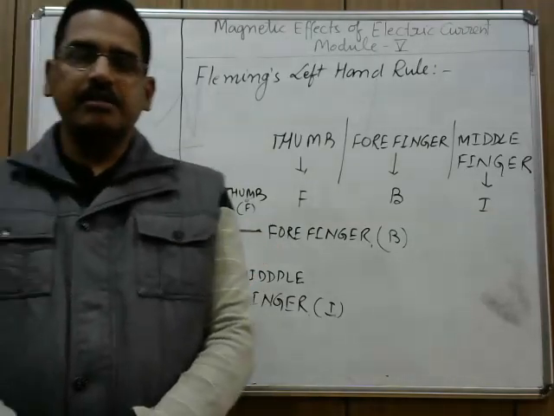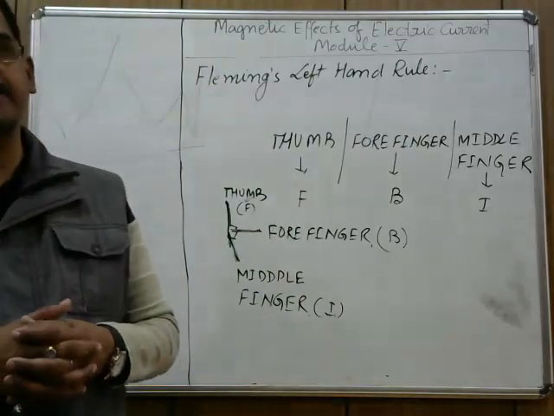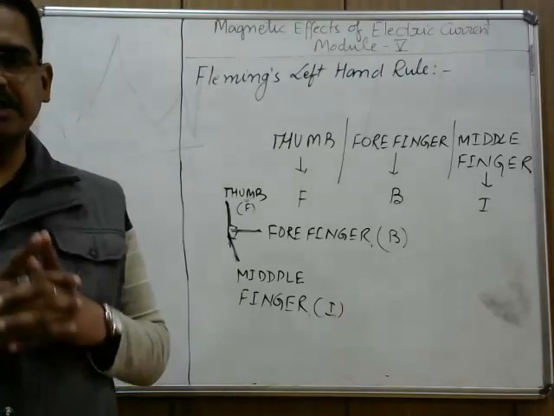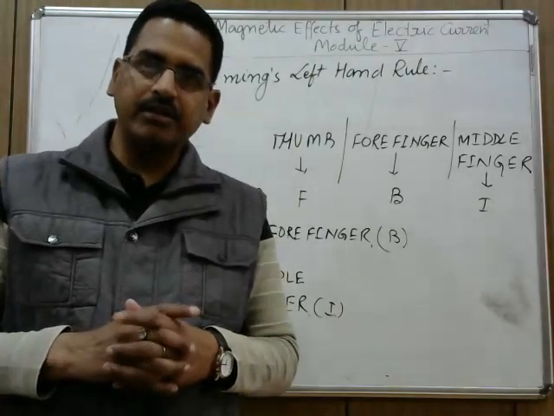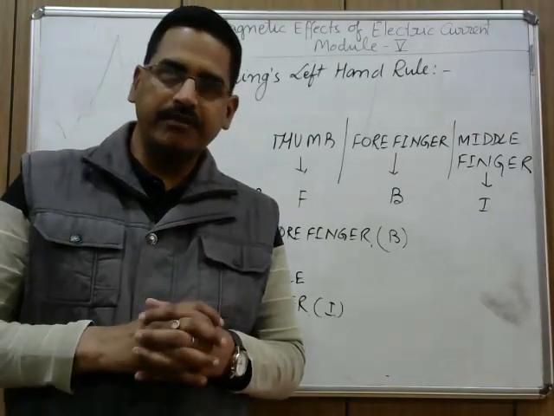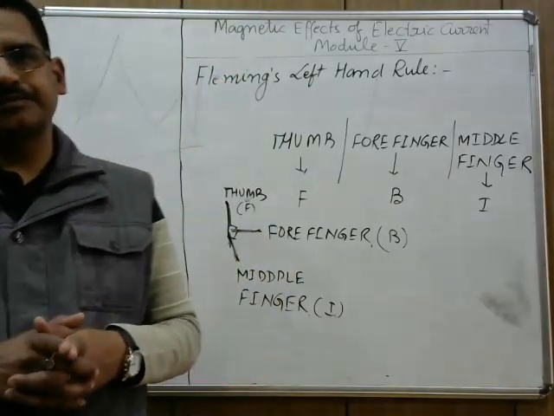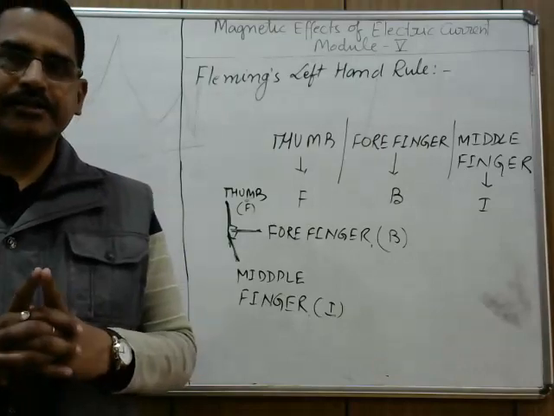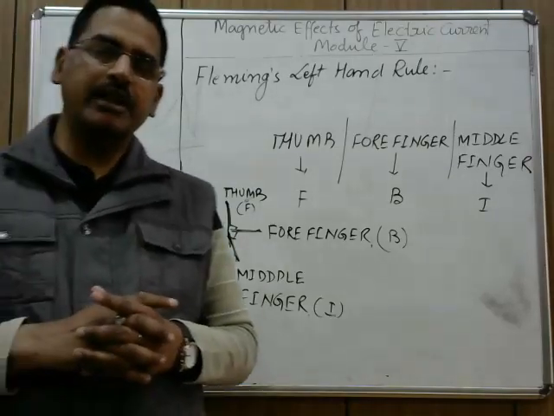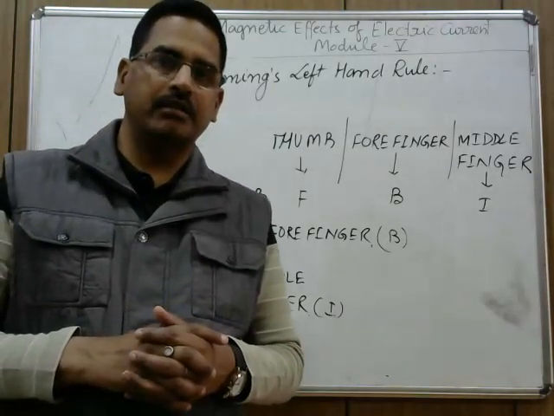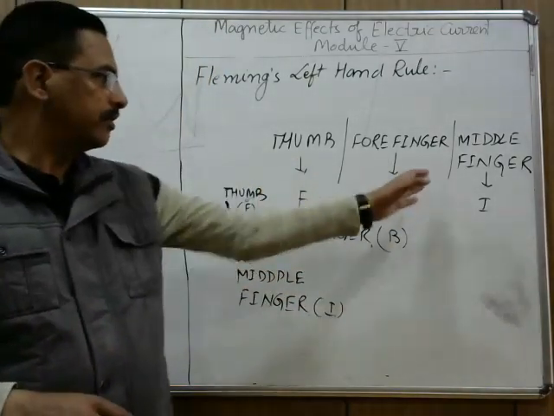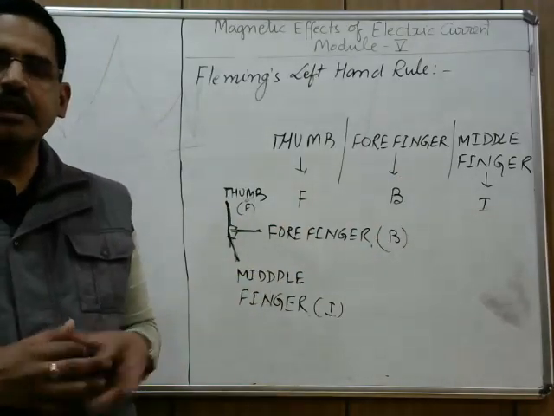So, by Fleming's left hand rule, we can determine the direction of force on a current carrying conductor placed in a magnetic field. Once again I am telling you, it states that if you stretch the thumb, forefinger and middle finger of your left hand in such a way that they are perpendicular to each other, and the forefinger indicates the direction of magnetic field, the middle finger shows the direction of current, then the thumb will point in the direction of force.